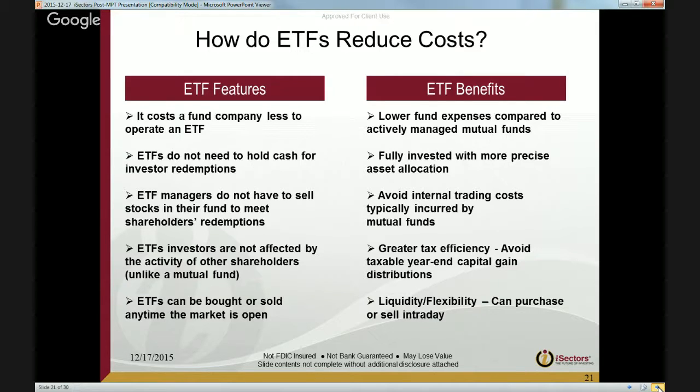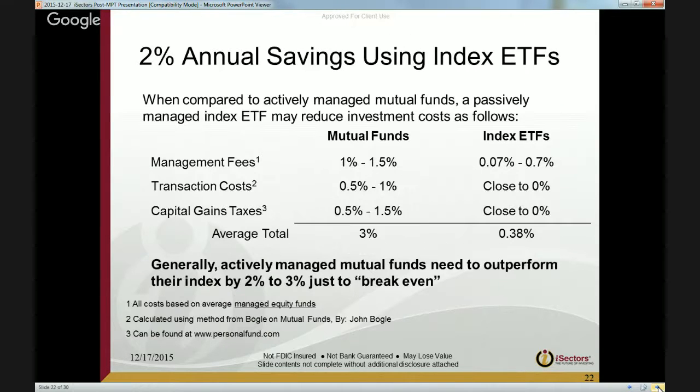So the savings in an ETF versus a mutual fund can range anywhere from 2 to 3%. And to break down exactly where those savings are coming from, you can see here on this slide that management fees inside an average actively managed mutual fund can range anywhere from 1 to 1.5%. ETFs don't have management fees because it's an index, but they do have administrative fees, which can range anywhere from 0.07 to 0.7%. But as you can see, it's much less than having to pay a manager in an actively managed mutual fund.